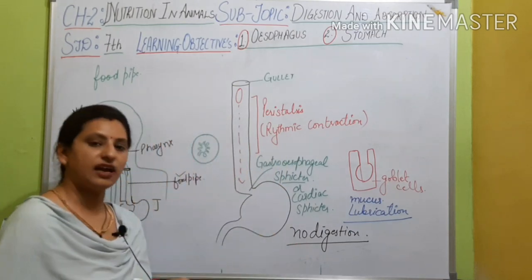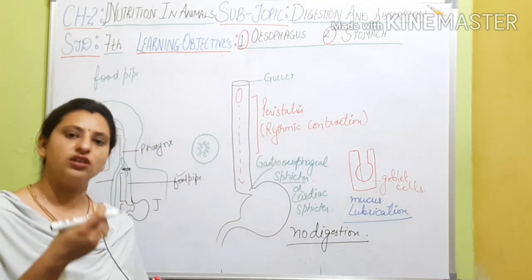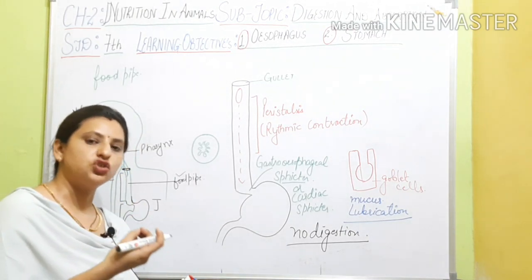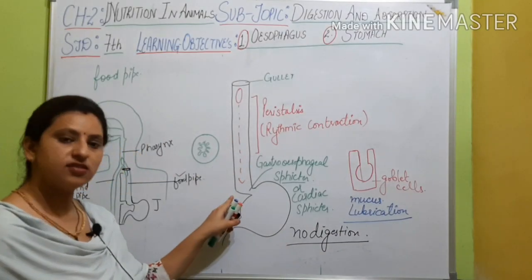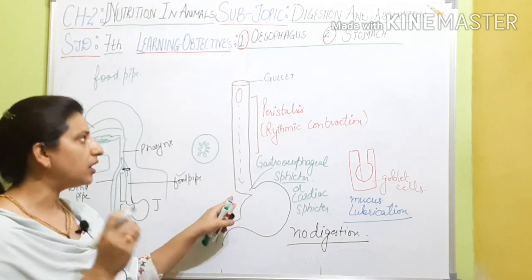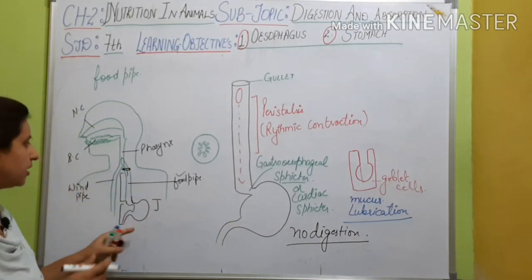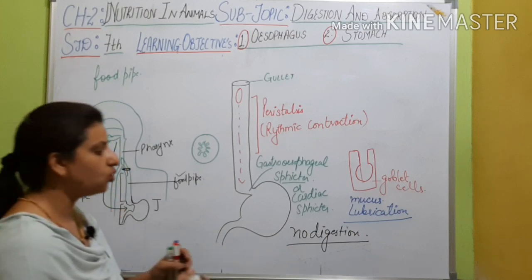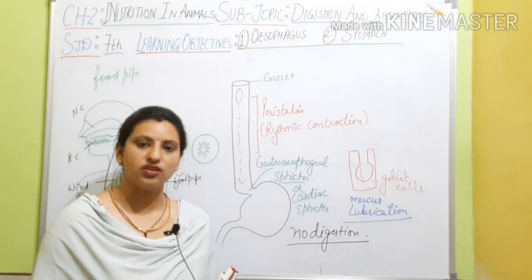We have discussed that digestion takes place in the mouth, as the saliva has salivary amylase, which converts the starch into maltose. But no digestion takes place in the esophagus or food pipe. The function of the food pipe is just to make a connection between the mouth and the stomach. So there is no digestion in the esophagus. I hope you understand about the esophagus.